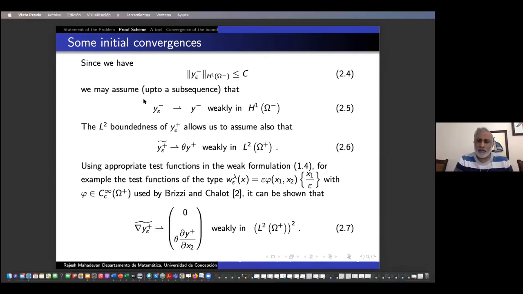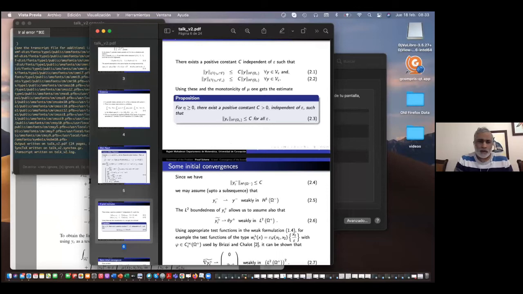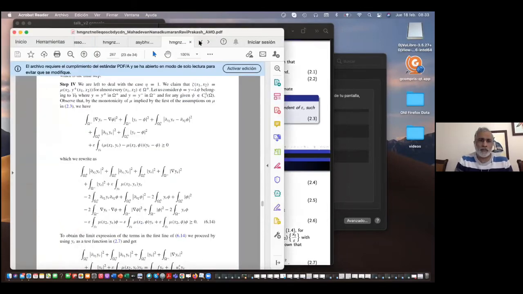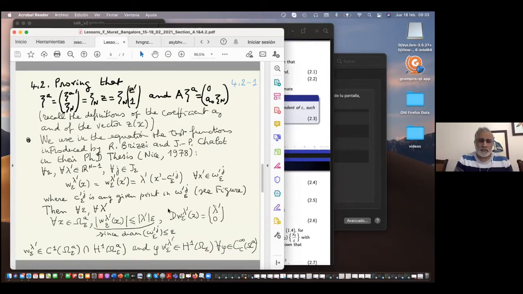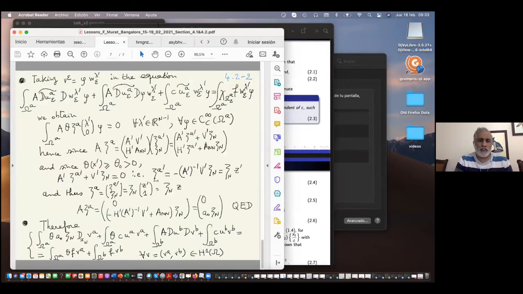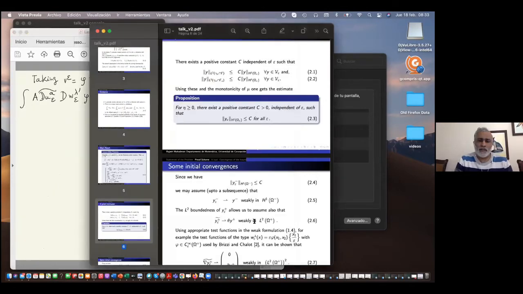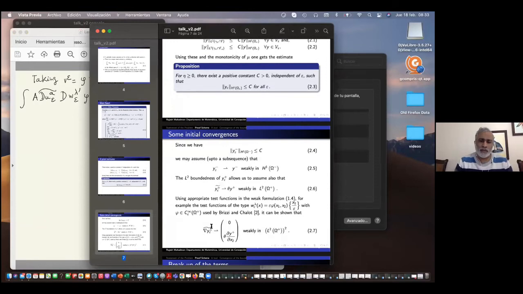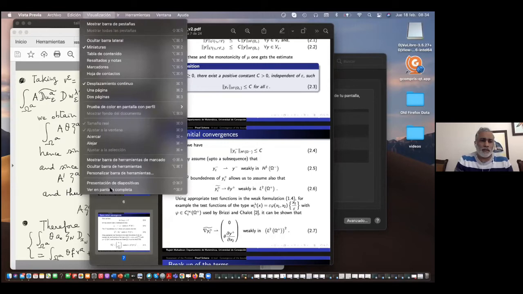Again, the details of this can be seen in the following transparency, during the lectures of Francois Murat. I refer to sections 4.1 and 4.2 for more details of how to obtain this structure for the limit of the gradients in the upper part. So I'll try to continue from there.